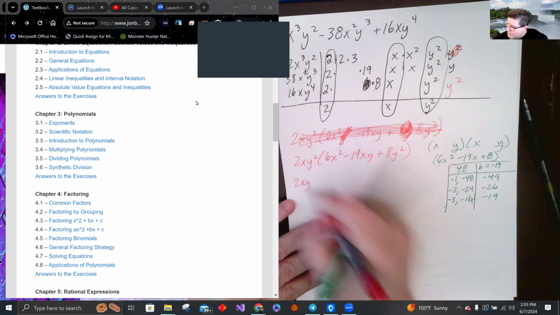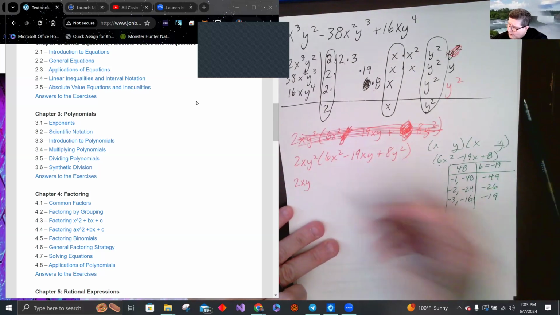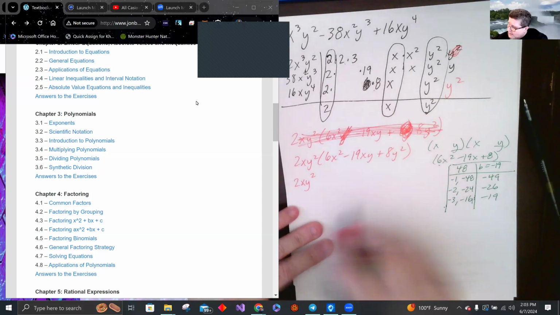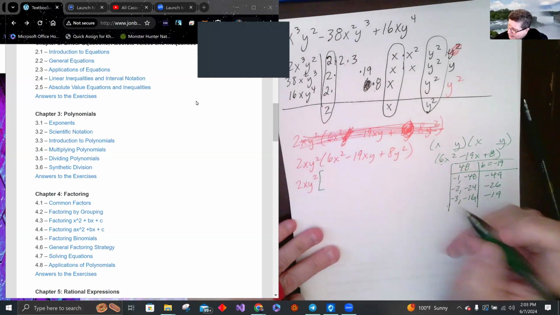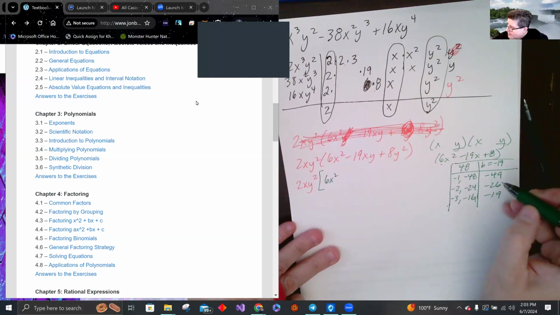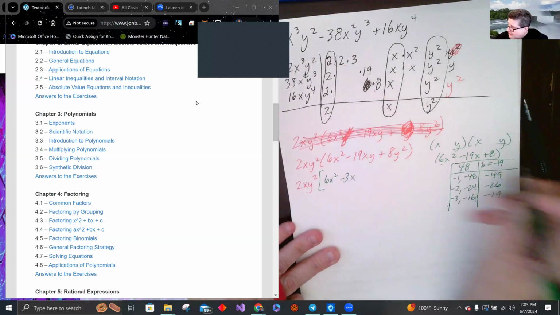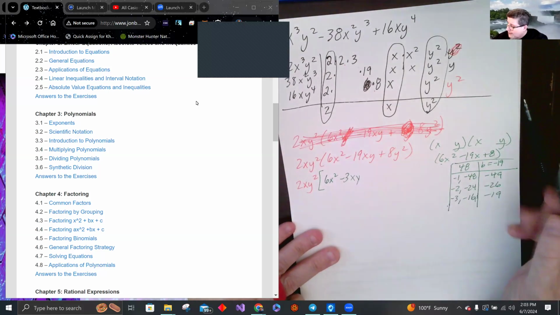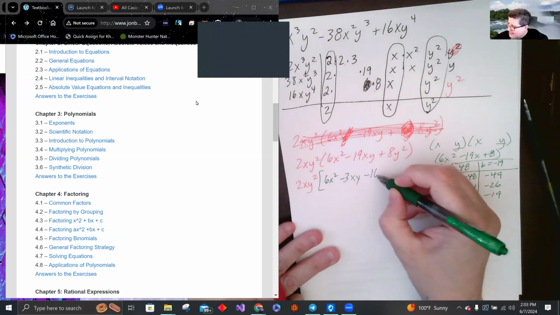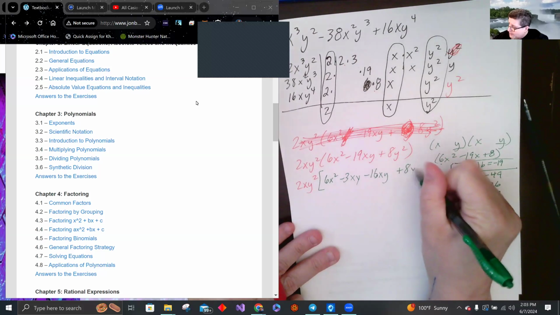So I have 2xy squared on the outside. Then I'm going to do this by grouping now. We've got 6x squared minus 3x. It's actually got a y there. And then minus the 16xy. We still have plus 8y squared.